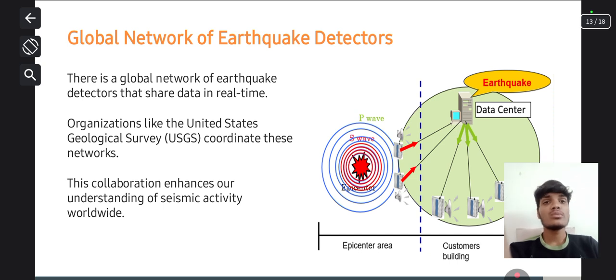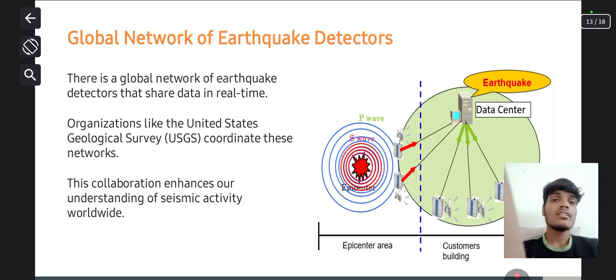Global network of earthquake detectors. There is a global network of earthquake detectors that share data in real time. Organizations like the United States Geological Survey, USGS, coordinate these networks. This collaboration enhances our understanding of seismic activity worldwide.